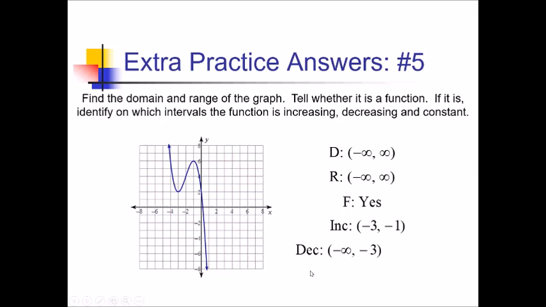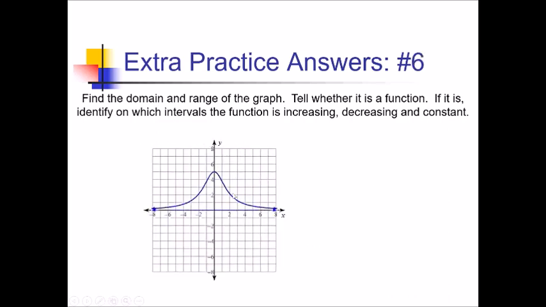But that's not the only place where we're decreasing. After we stop going up here at negative 1, we're going back down again. So from negative 1 to positive infinity, because you can keep going right here, that would be our other decreasing interval. And we'll use a little union symbol to link that in and show that it's part of this answer.